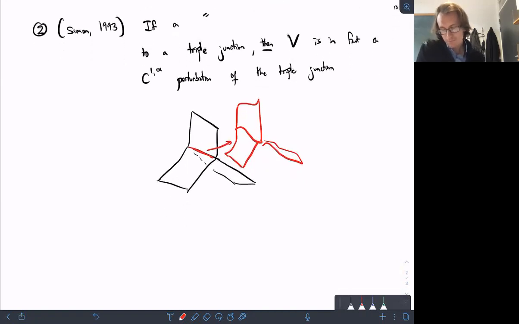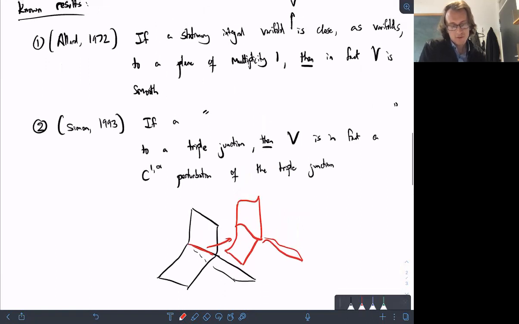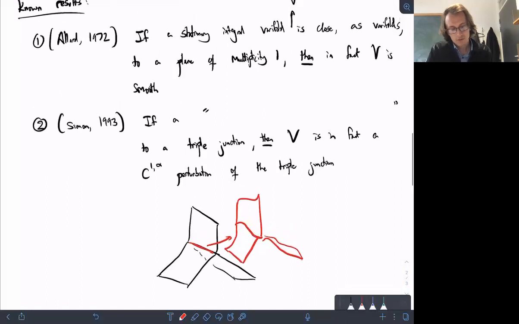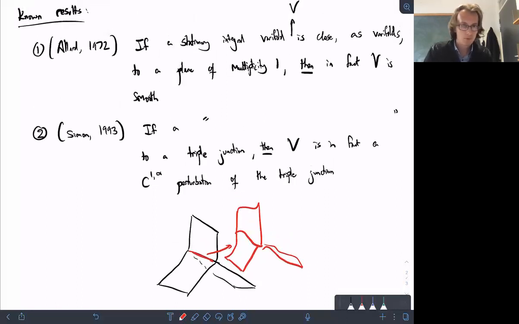Okay, so what this tells us again is that if we have a tangent cone which is a multiplicity 1 triple junction, then the varifold itself must also look like the triple junction locally, and there's no other interesting behavior. So the tangent cone does in fact model V itself. These are the two so-called epsilon regularity results known in complete generality for stationary integral varifolds in any dimension and codimension.